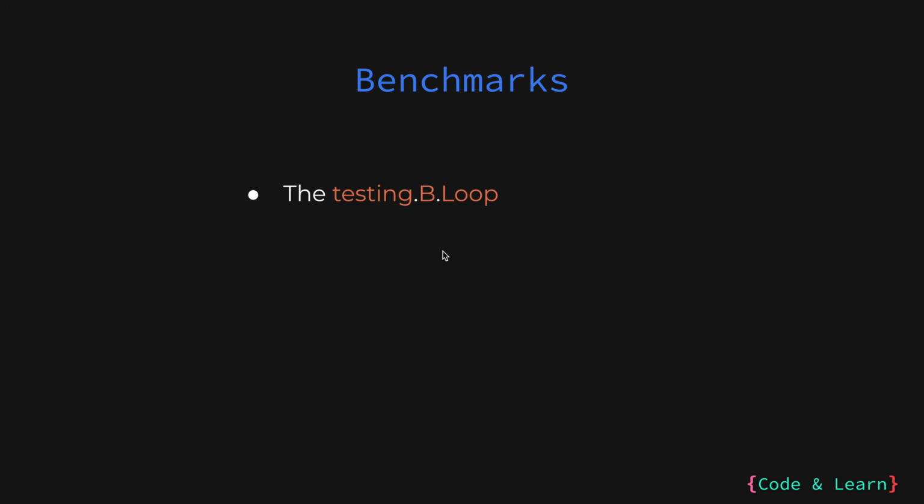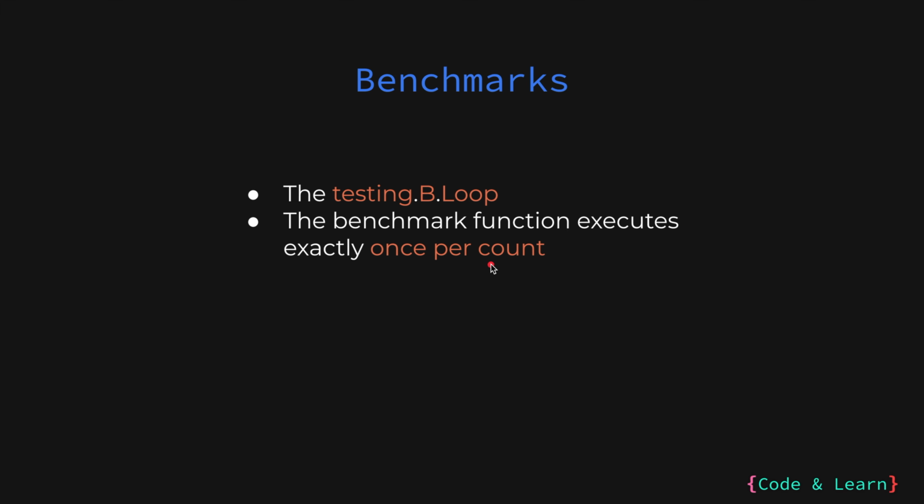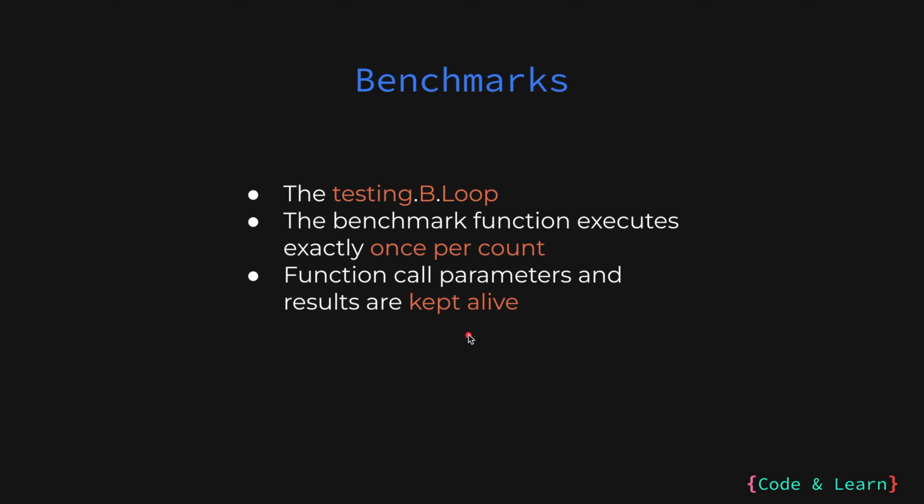Benchmarks can now utilize the b.Loop method for faster and less error-prone benchmark iteration in place of looping with for-range testing.B.N. This method offers advantages such as the benchmark function executes exactly once per count, so expensive setup and cleanup steps are now performed only once. Function call parameters and results are kept alive, preventing the compiler from completely optimizing away the loop body.